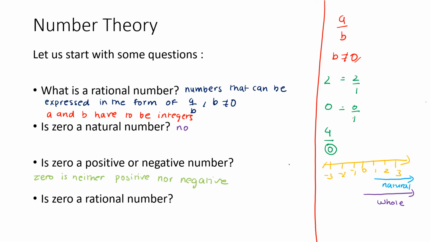Now the last question on this slide: is 0 a rational number? And we can say yes, it is, because first we can always check the number line and 0 is on the number line. Secondly, if we do 0 over 1, that just gives us 0 and it tells us that it is a rational number.